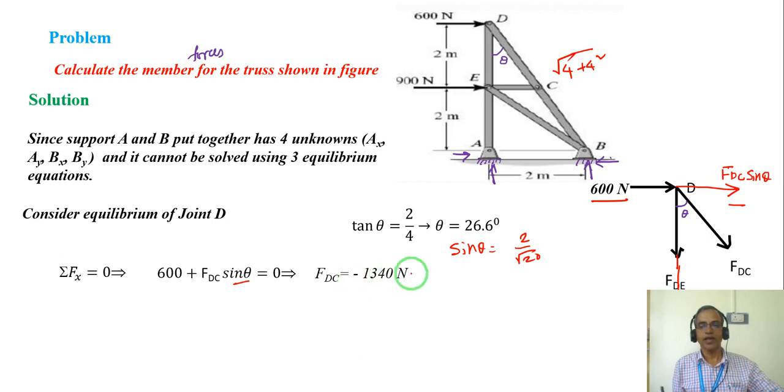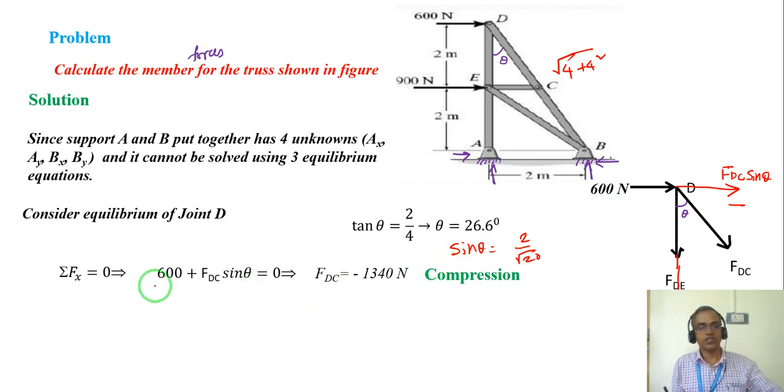Since I get minus, my assumption was an arrow away from the joint, which is positive, meaning tension, but I got minus, that means it is compression. So I simply write it immediately as compression. This is very important to note down.